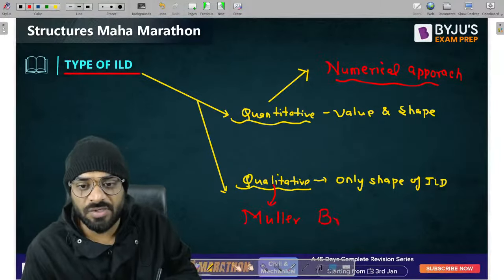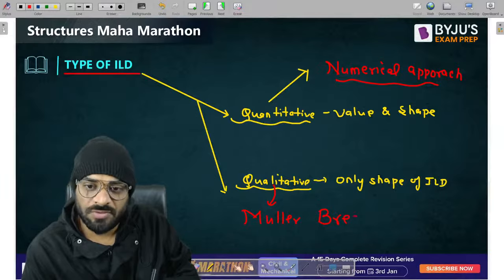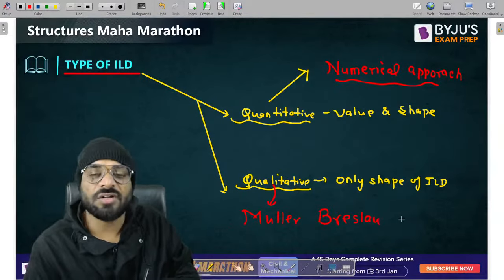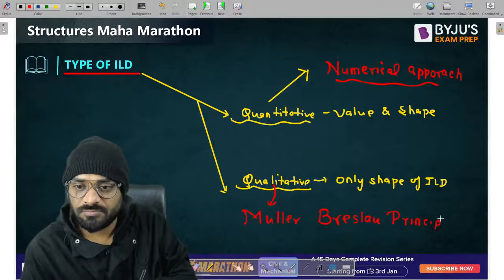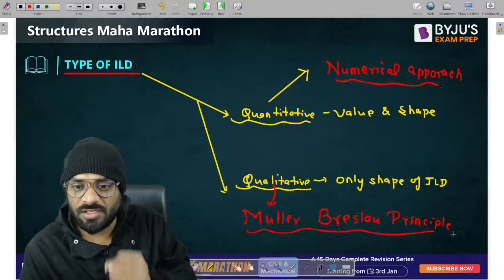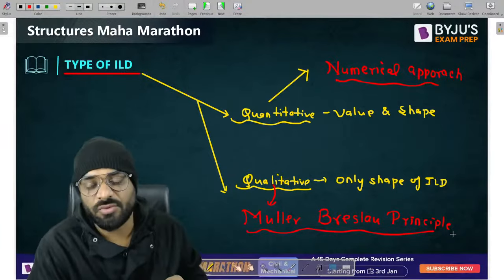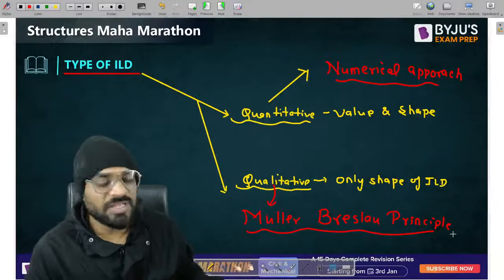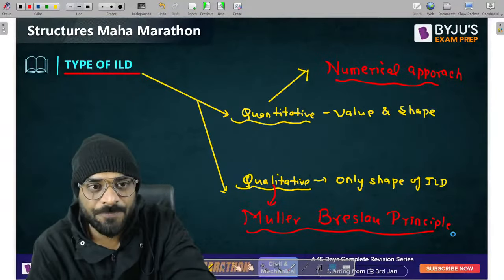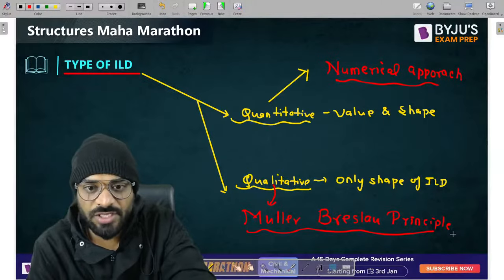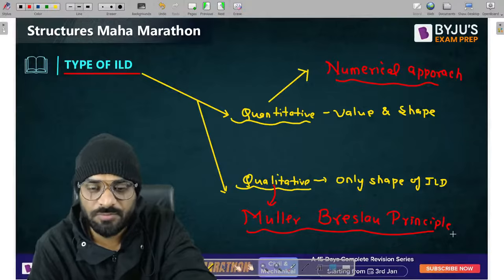Muller Breslau principle, which is mostly used in your examination. In the GATE examination, they mainly plan questions which can be solved by the Muller Breslau principle, so you can use it. Now, let's understand how to draw the ILD by the numerical approach and the Muller Breslau principle. We will discuss both of them, right?